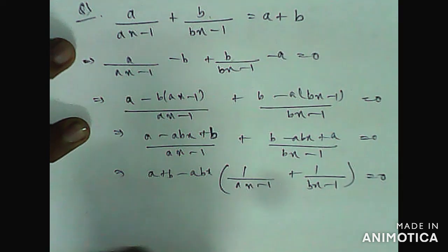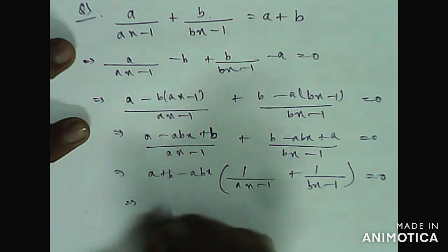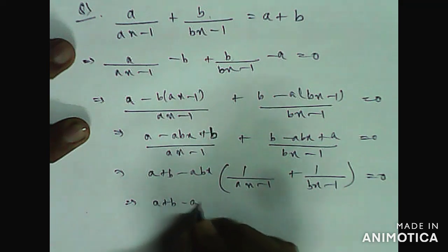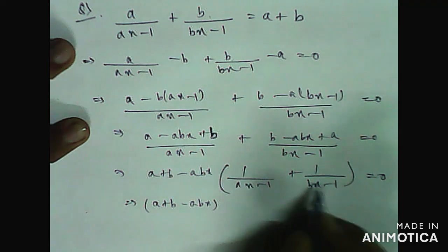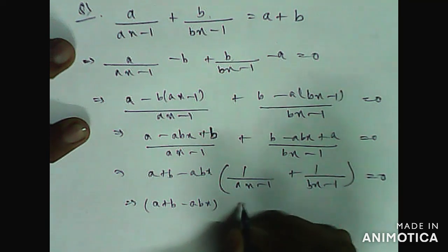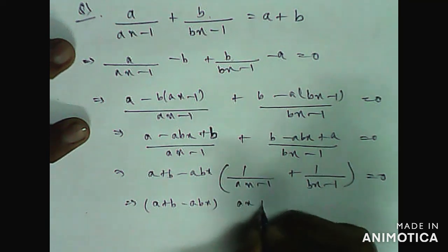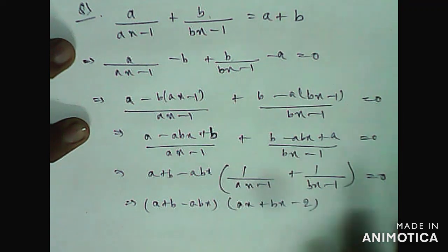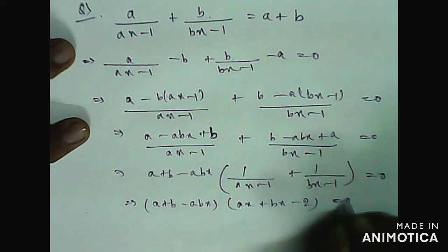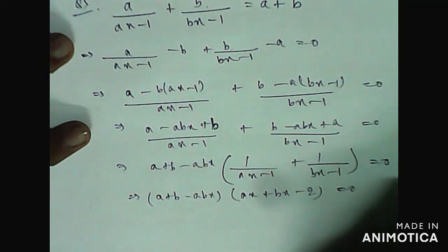Now a larger part of this problem has already been solved. Now you will just take the LCM and add, just like you do. So you will have ax plus bx minus 2 in the numerator, and whatever comes in the denominator, when it goes to the other side after cross multiplying, it will become 0.